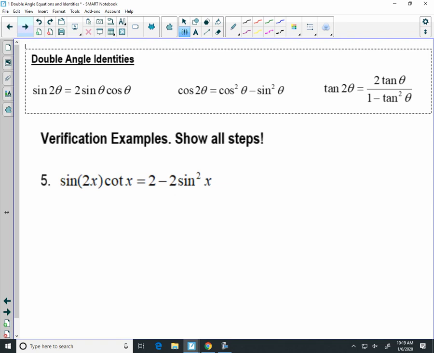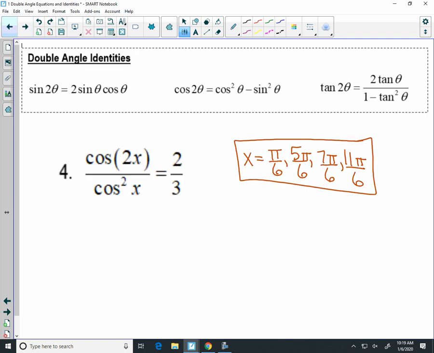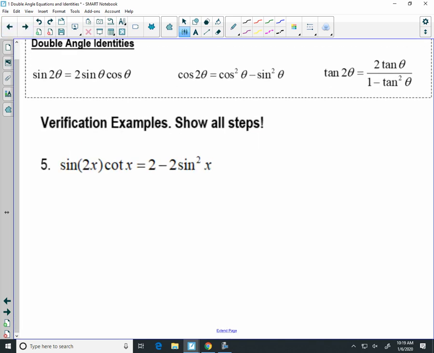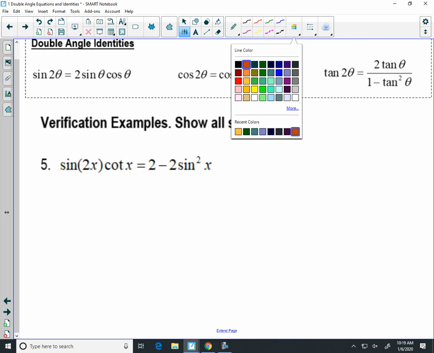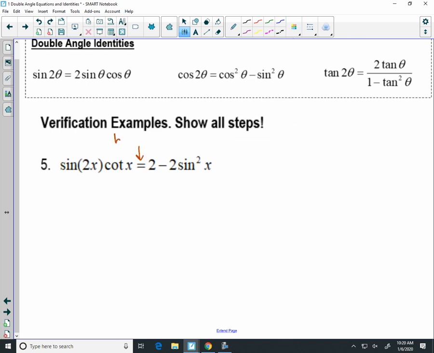And now we're going to do some verification. Do some verifications on the back. So remember, the way verifications are different is that your equal sign is a brick wall. So the things we can do: we can swap, we can make substitutions of things that are equal, we can multiply by a fancy form of 1. That's really it.